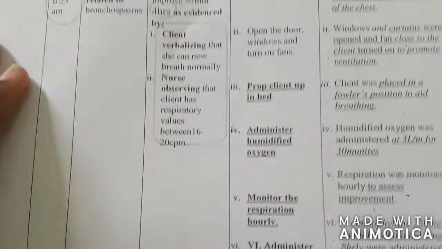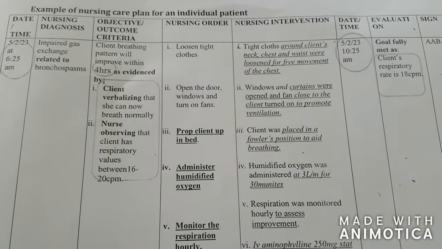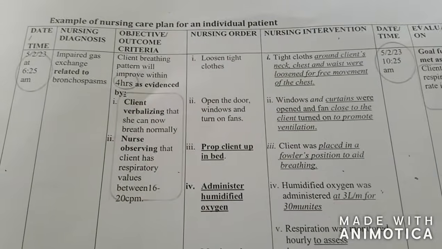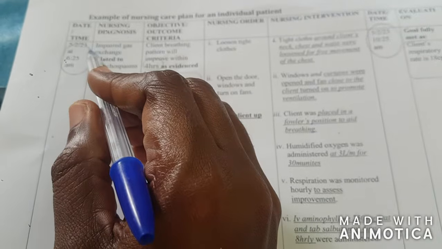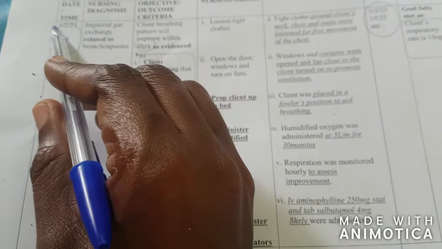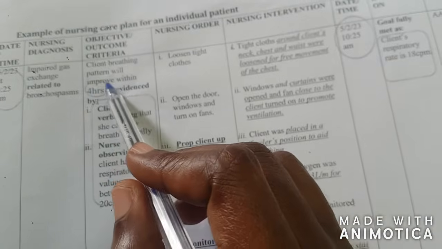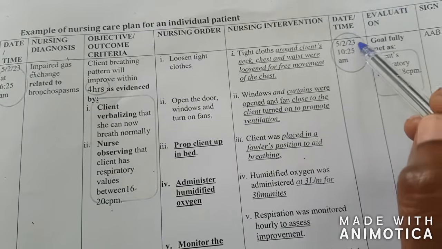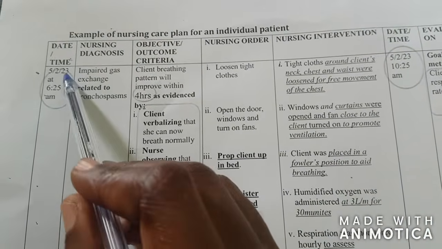So when we look at this care plan, you see there are shapes on it and other patterns that we can tell. You see we have a circle here, a circle at this side, another circle here, and another circle here. They are all corresponding. So this is the time that the problem was identified.